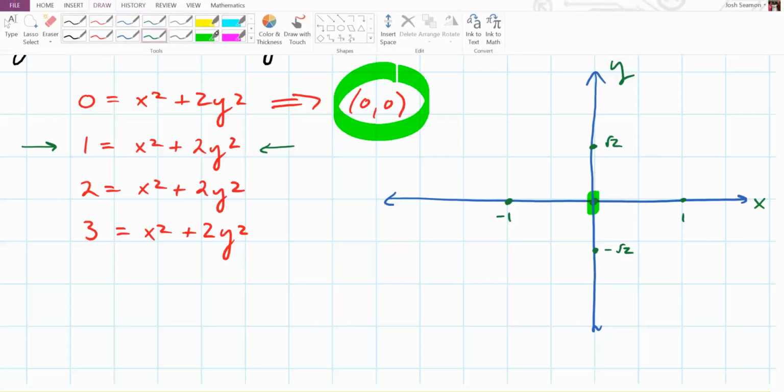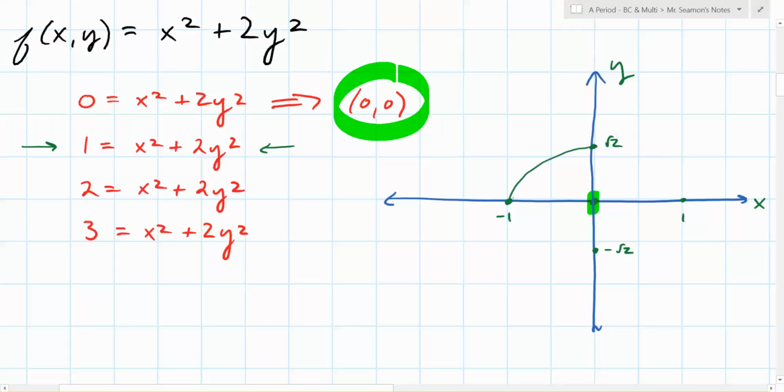So what do you do with these now? You connect them. Sorry about that curve. What height, though, is represented there? What's the height at that point? It's the z value, which is 1. So the height there is 1. What's the height in the center? 0. So it goes from 0 to 1.